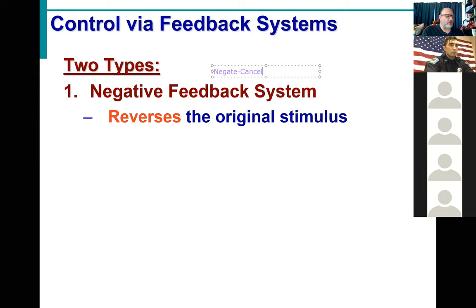Negative feedback negates, cancels, or reverses the original stimulus. In fact, all the examples we talked about are examples of negative feedback. You get hot from running around the room, you sweat. Body temperature goes up, we sweat to bring it down. You go outside and get cold, you shiver to cancel that and bring it back up. Not surprisingly, most of our feedback processes use negative feedback for monitoring and maintaining homeostasis.